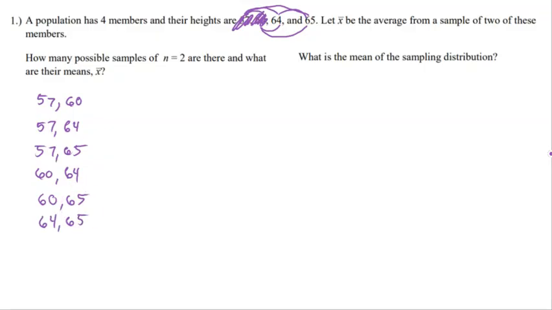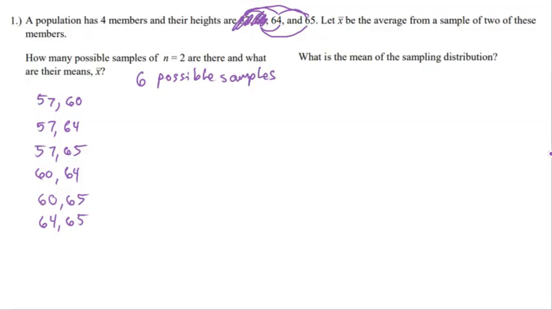And so now 65 has been paired 3 times, 64 has been paired 3 times, 60 has been paired 3 times, and 57 has been paired 3 times. So we got them all. So look, there are 6 of them. 1 sample, 2 samples, 3 samples, 4 samples, 5 samples, 6 samples. So how many possible samples of n equals 2? 6 possible samples.